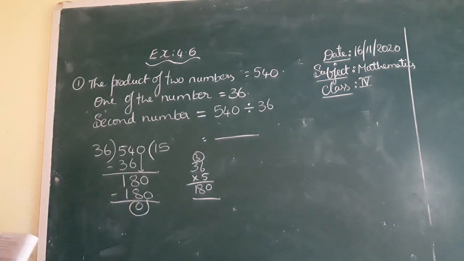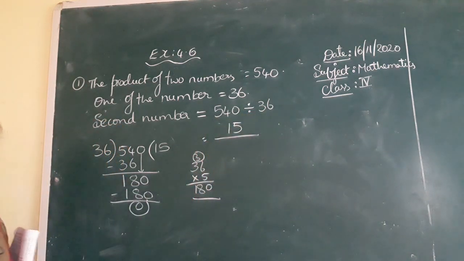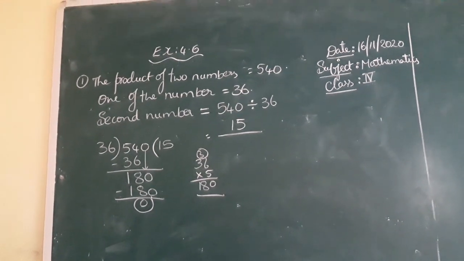So what is the second number we got, children? 15. 15 is the second number. If you multiply 15 into 36, you will get that product.